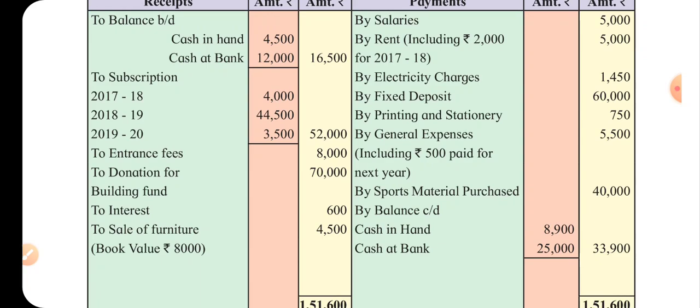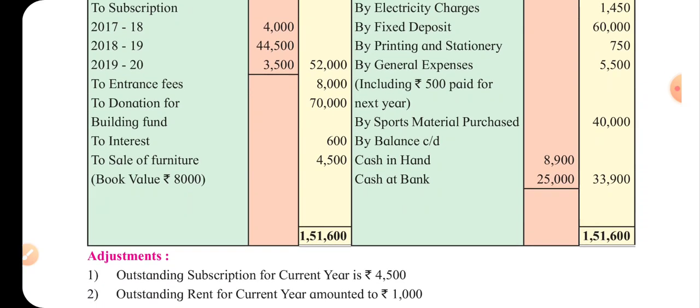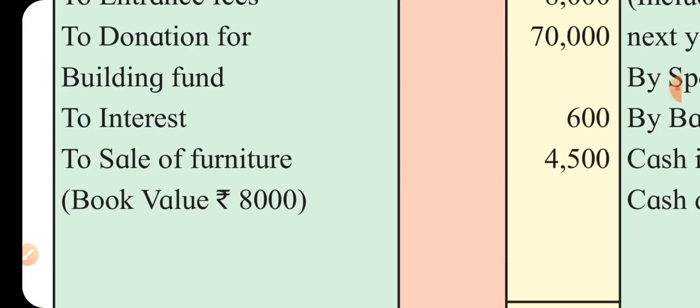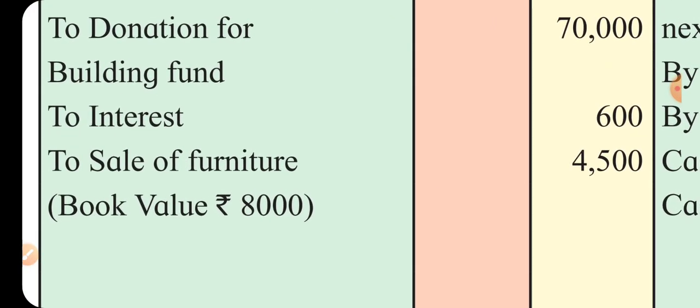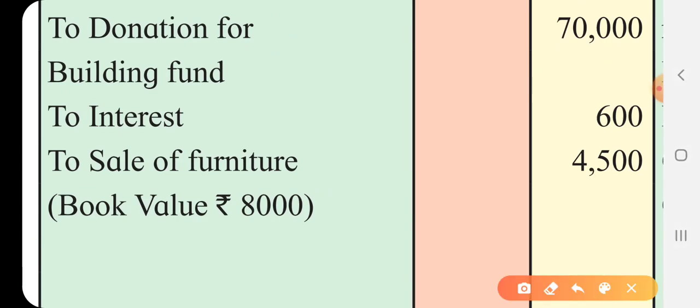We received entrance fees, that's income. Donations for building fund, it's liability. We received interest, it's income, and we sold a furniture, and by selling the furniture we got 4,500. But the furniture was of rupees 8,000 and we sold it for 4,500. And in the income and expenditure account, the difference between these two values is shown.